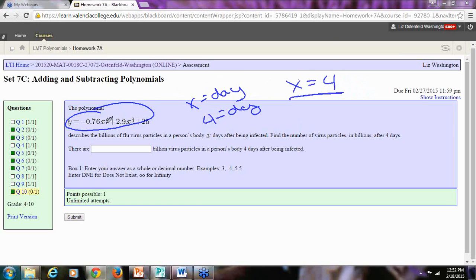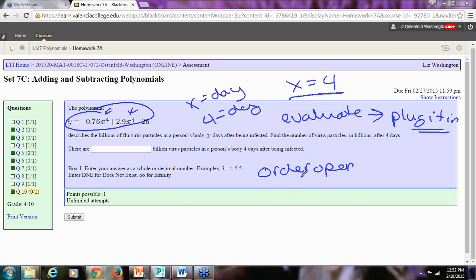So you're going to take that 4 and you're going to plug it in. And then you're going to evaluate, which again is a fancy name for plug it in. After you plug it in, you're going to follow the order of operations. You should get a numerical answer that you can put here. I'm not going to do that one for you guys. I'm going to leave that for you.